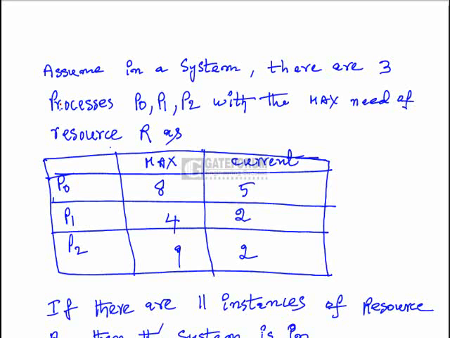In a system, there are three processes P0, P1, P2 with the maximum need of resources as follows. Resource R: P0, P1, P2 maximum need is 9, 4, 9, and at present they are holding 5, 2, 2 respectively. If there are 11 instances of resource R, then the system is in a safe state or not? So there are total 11 instances.